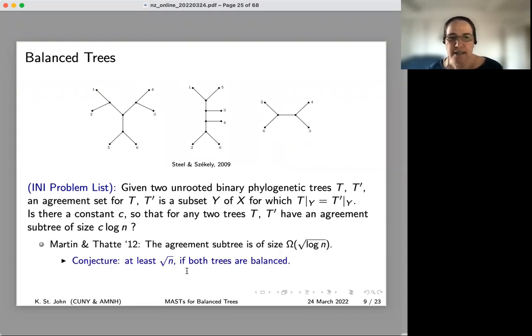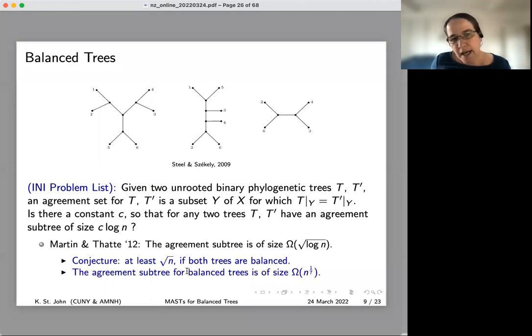We looked at one of the results from the Martin and Thatte paper. Their overall result is that the agreement subtree is of size at least square root of log n. And they conjectured that if both trees are balanced, it should be at least square root of n. They also had a lower bound on the size of the agreement subtree for balanced trees, which was n to the 1/7. So while we were in Germany, we worked on this.